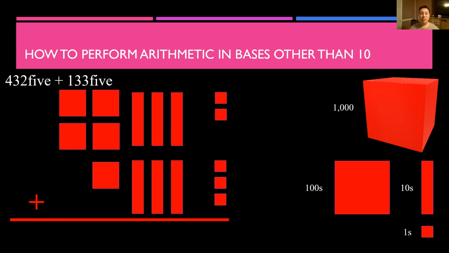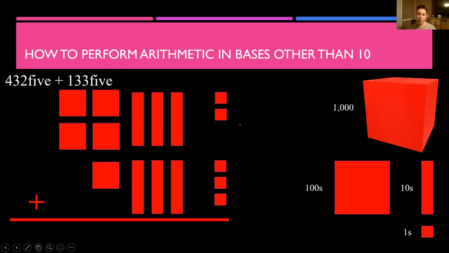How to perform arithmetic in bases other than 10. Okay, so this one seems kind of tricky. So you have 432 with a base of 5 plus 133 with the base of 5. Okay, so when you're counting numbers, say you've got 11 squares here. When you get to having your 11, you'll put your 1 here, and you'll carry a 1.